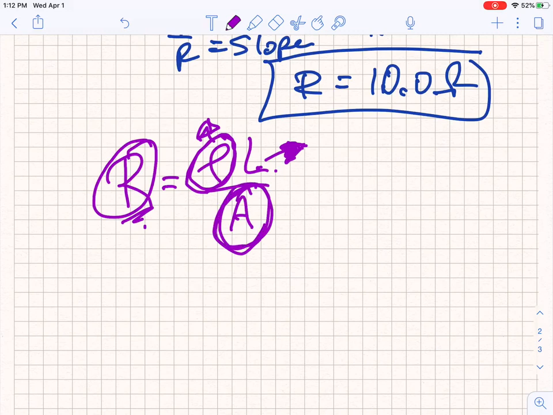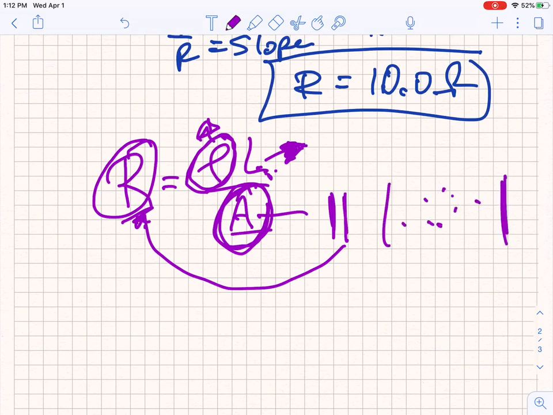Also, your cross-sectional area. If you want a low resistance, you want a short wire with a big cross-sectional area, because this is analogous to a hallway. If you're trying to get a bunch of people down a very narrow hallway, that's going to increase your resistance. If you have a big wide hallway where these people can spread out, so you're dividing by a bigger cross-sectional area, that's going to drop that resistance because the people aren't going to be bumping into each other as much.